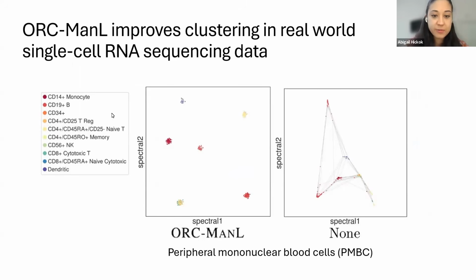This is the peripheral mononuclear blood cell data set. And we can see when we do ORC-ManL pruning and feed that into a spectral embedding, we get much more separated, compact clusters compared to not doing any pruning.